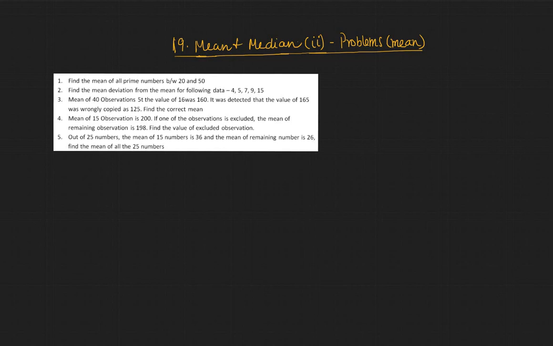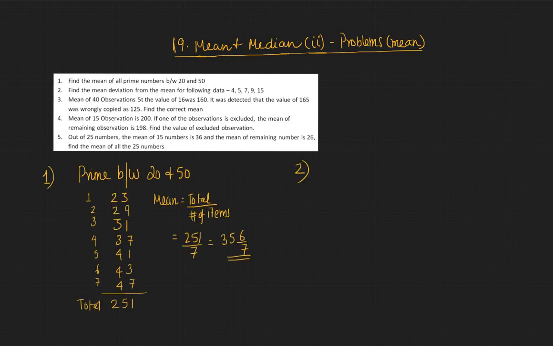Okay, so the first question: please list down all the prime numbers and find the average. So pause the video and give it a try. If you got 7 prime numbers between 20 and 50 that you have listed, good going. And the mean is nothing but the total of all those numbers divided by the number of items, and here we have 7 prime numbers. Alright, so let's move to the next problem.